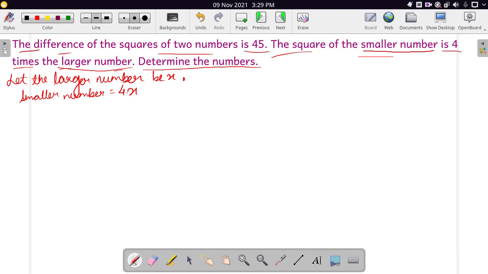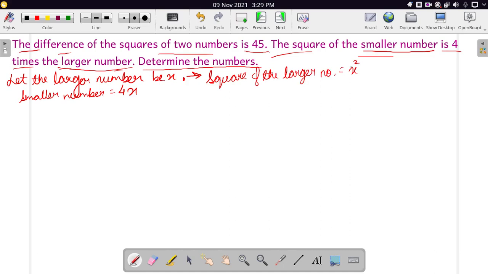Also, we need to make the larger number squared because it's a difference of two squares. So the square of the larger number is what? x square. We just simply square the number, right?